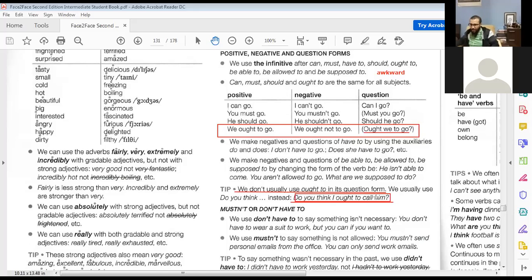So this is the only part we couldn't answer. باقي كله جاوبناه. What are we supposed to do? You aren't allowed to go. He isn't able to come. هذا الجزء كله جاوبناه صح.